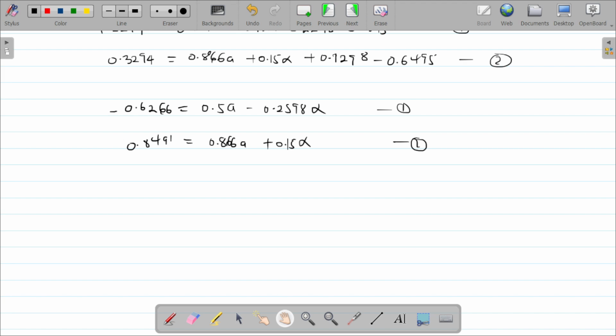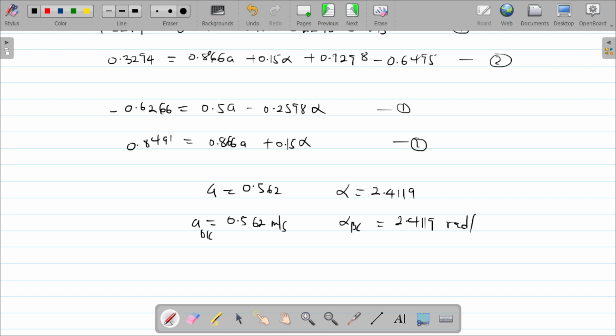Okay, so we have A to be equal to 0.562 and alpha 2.4119. All right, so A will be equal to 0.5, which is A of B relative C, 0.52 meter per second, and alpha BC will be 2.4119 rad per second squared. So this is the end of the problem 1. I'm going to follow the same procedure for the next problems.